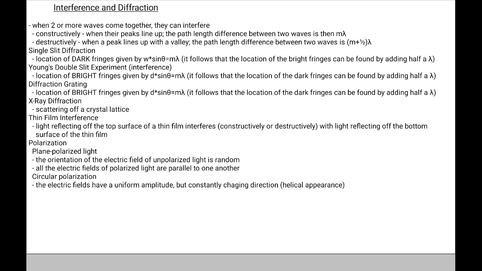Then we have circular polarization, where while the electric fields have uniform amplitude, they are constantly changing direction, and they obtain this helical appearance. That's what we call circular polarization, and some of that is used on phone screens, so that when you look through a polarizer, your image doesn't disappear altogether, but it just changes colors.